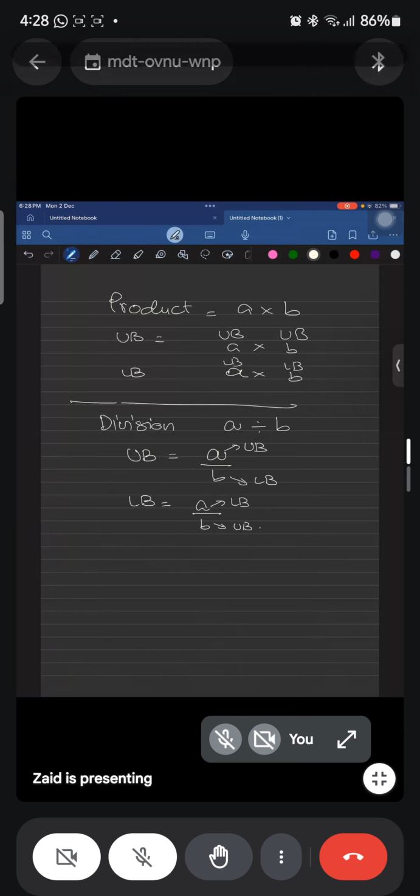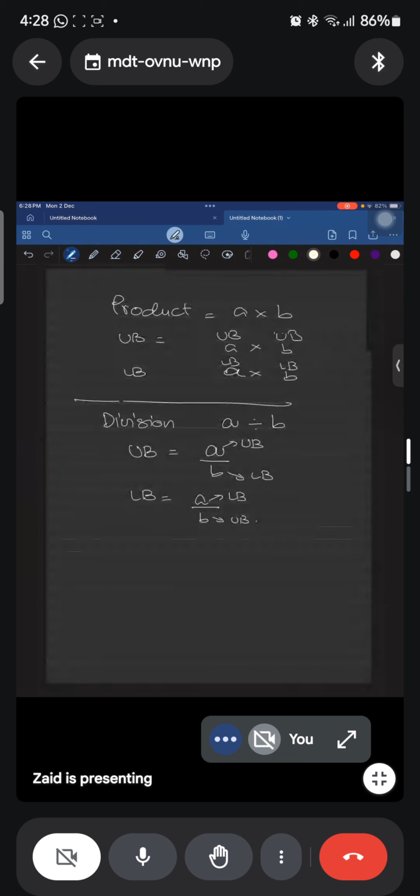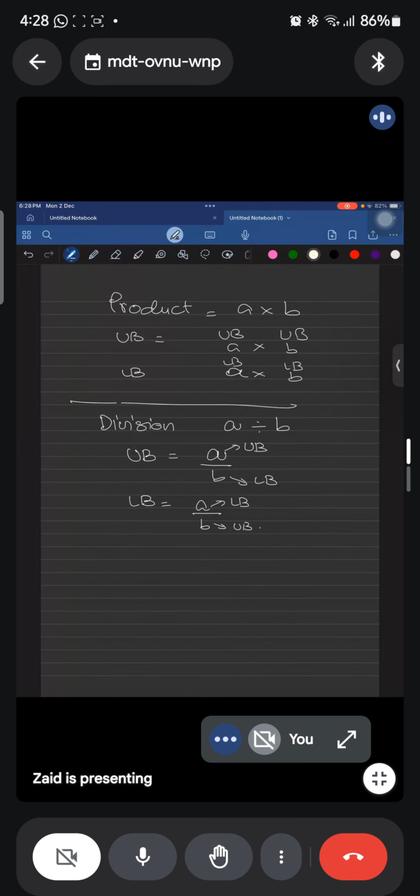Excuse me, sir. Yes. Sir, so basically everywhere in the product, the values are going to be the same. It's only the sign that's going to change, like multiply, plus, minus. Only you have to choose whether you're going to take upper or lower. Okay, sir. That's the main thing. Now let me give you a scenario for this.